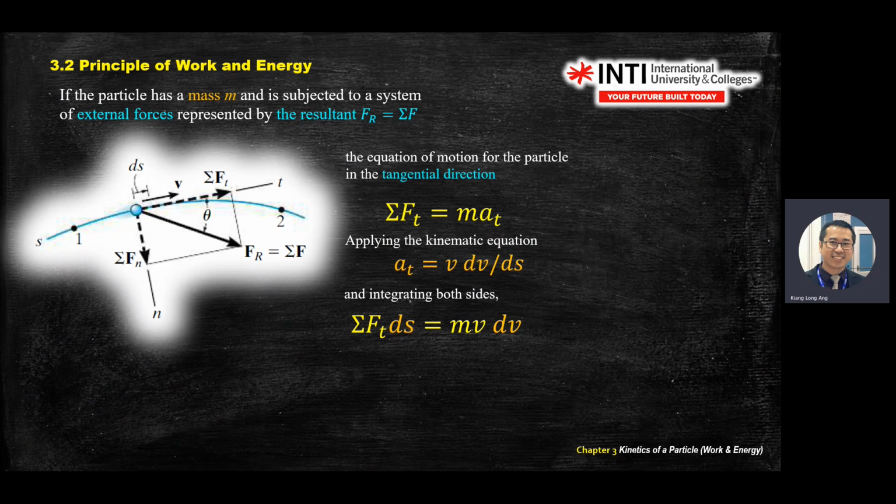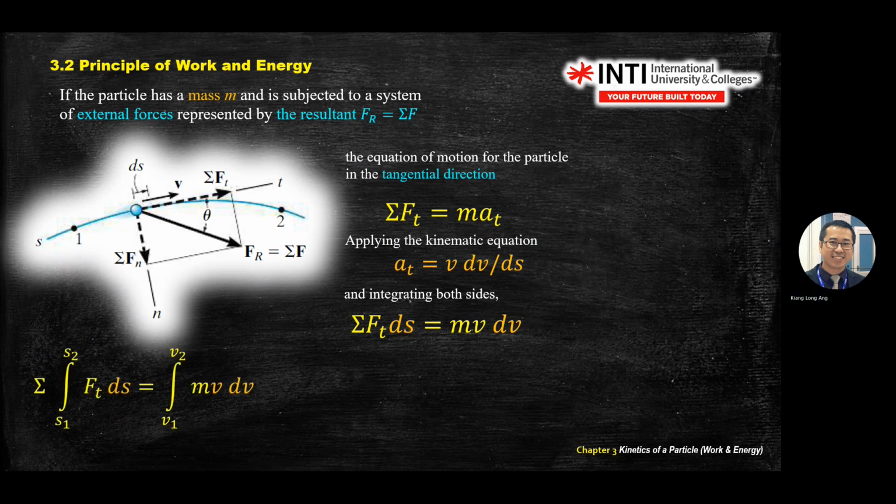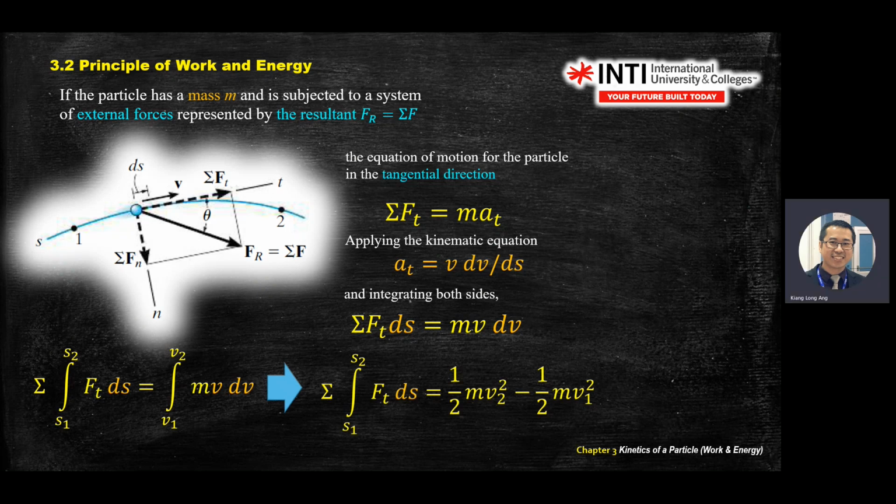F ds, what do you get? Work, right? F ds, you get work. mv dv, you do integration with the v. m is the constant value, so you don't need to worry about it. But you integrate v dv, what do you get? V squared divided by 2. Half v squared, right? So in this case, you get one very familiar equation that you learn in physics. It is work equal to half mv squared.